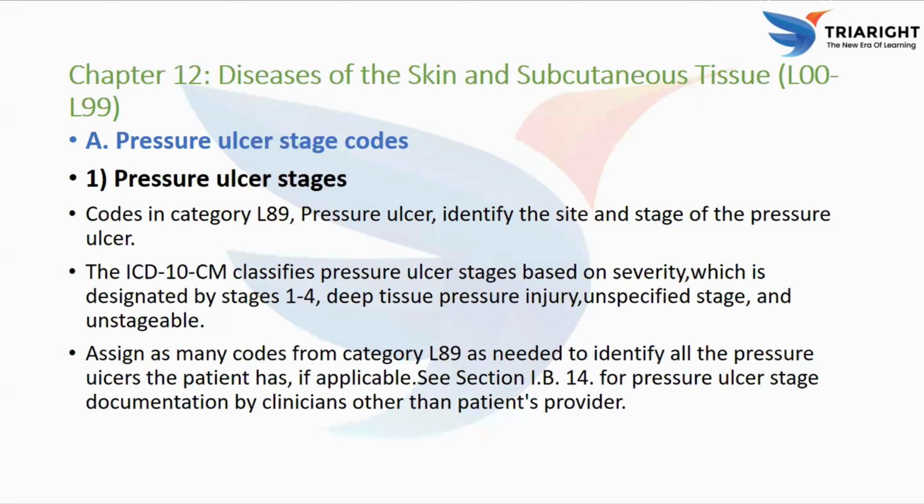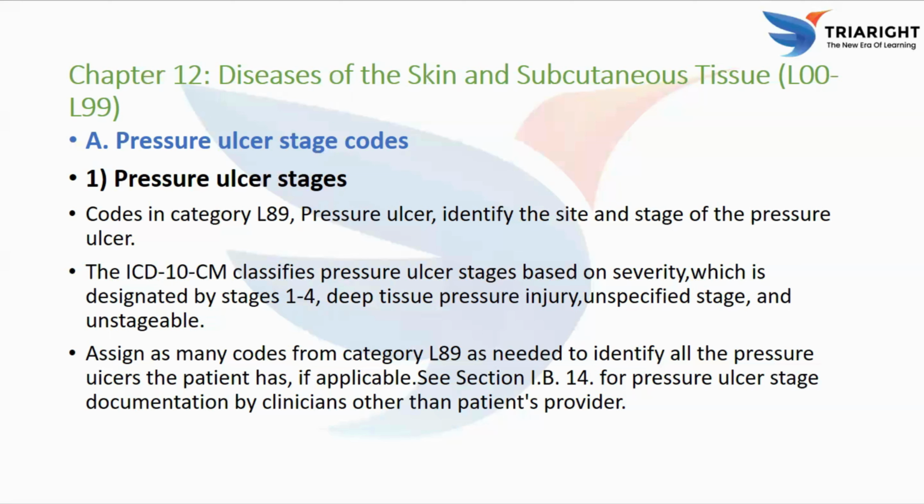So how do you code the pressure ulcers, category L89? Whenever you are assigning ICD-10-CM codes for pressure ulcers in L89, you must code two key details. What are those? The site and stage. Site means where the ulcer is located. For example, it may be the sacrum, heel, elbow, hip, ankle, etc. And also the stage, how severe the ulcer is.